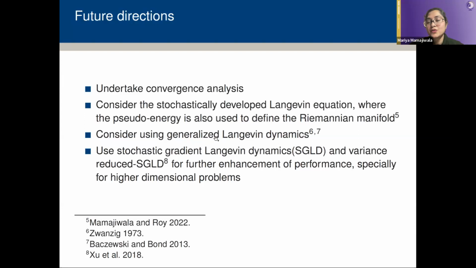Then we could also use generalized Langevin dynamics. So this is something that uses history dependence, and it could be useful when the data available is limited. And finally, if the parameter dimension is very large, we could switch to stochastic gradient Langevin dynamics or one of its variants. We could also play around with this form of the energy, the pseudo energy that's being used.